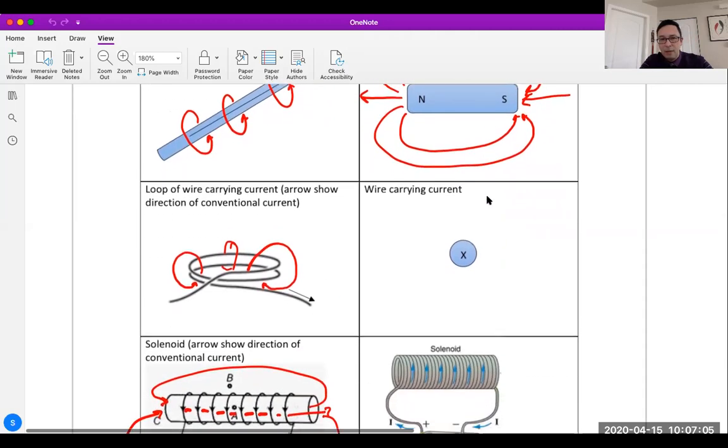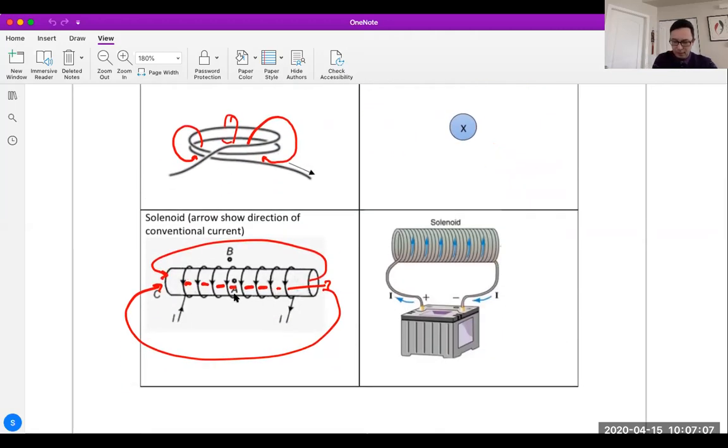So the bar magnet field and the solenoid magnetic field are similar, right? If I did it more neatly, there, there. Direction always on those arrows, right? This one's a little different.